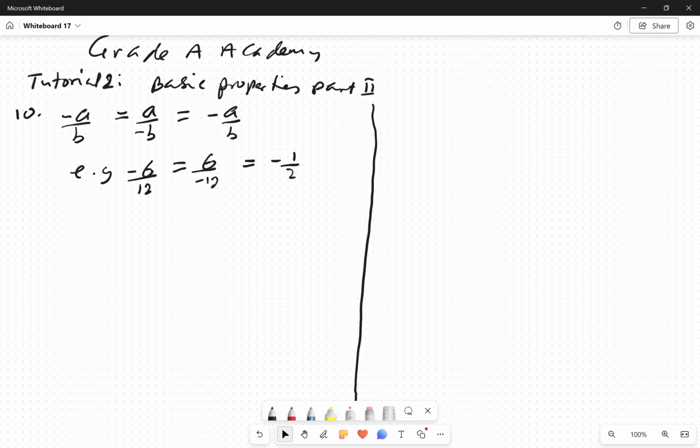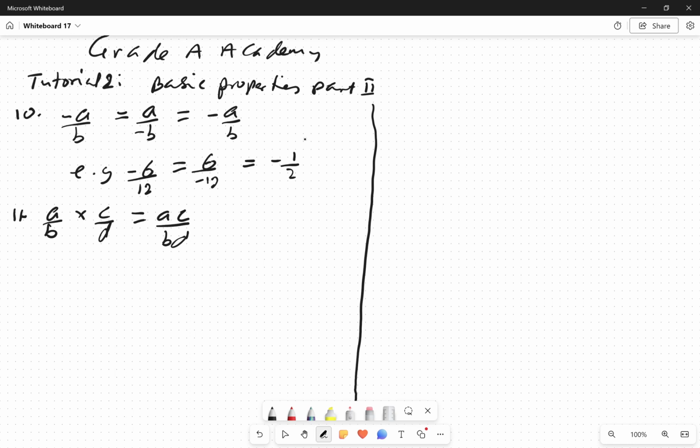Then number 11: if we have A divided by B times C divided by D, it is going to be equal to A times C over B times D. The tops go together and the downs also go together. If you can simplify, we'll simplify.